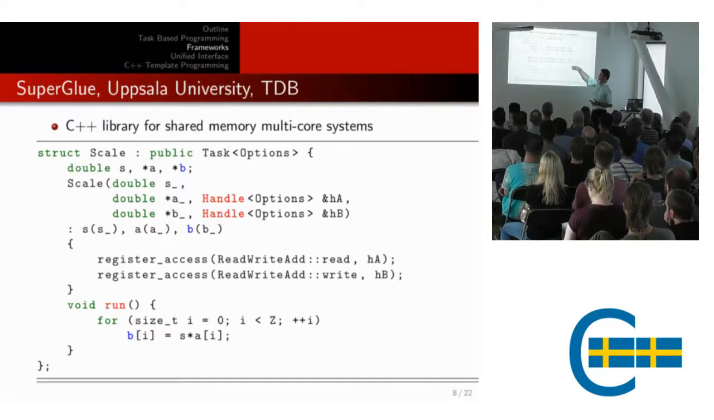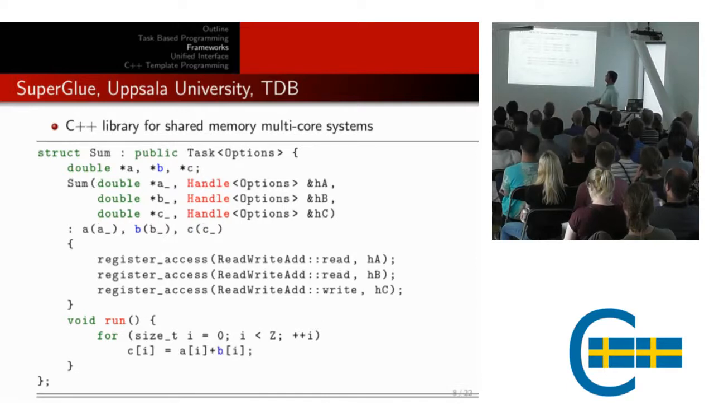Or it is also possible to have some other types of using the parameters. And in the run method of the class, we just do the actual computation on the A and B member variables that were already initialized at construction. This is the same for some different parts of a vector, receiving three handles, registering the first two as read, and writing the result to the third parameter.